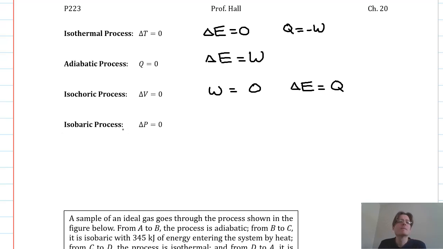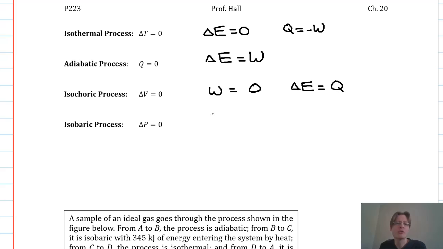Isobaric process means you don't let the pressure of the gas change. That means you don't alter the external force that's pushing on the piston. Maintain the pressure on it. In that case, it's going to be expanding. It's just that the pressure is maintained as it expands outwards.